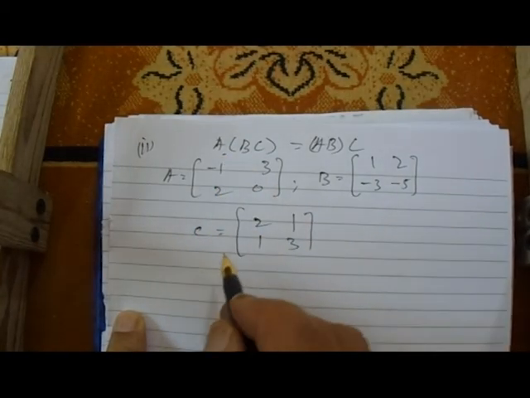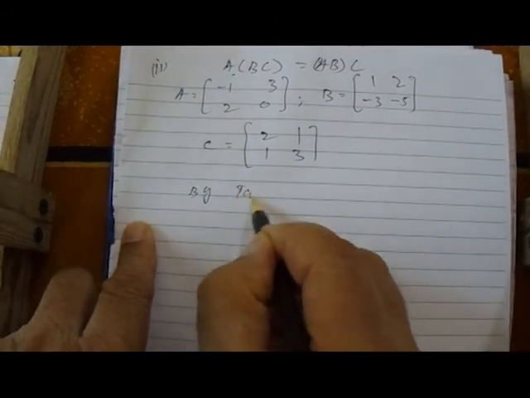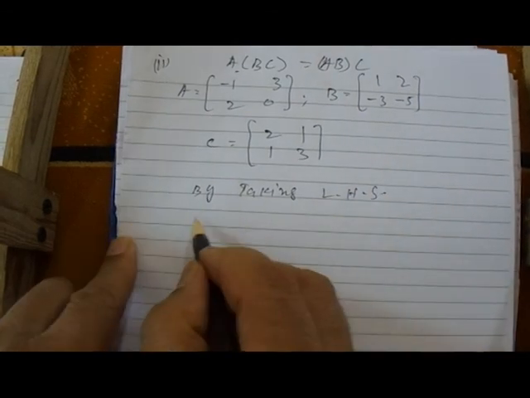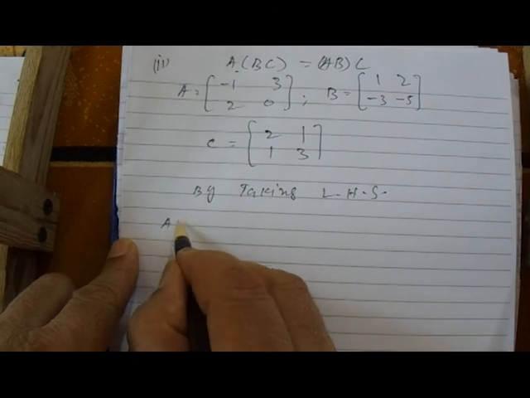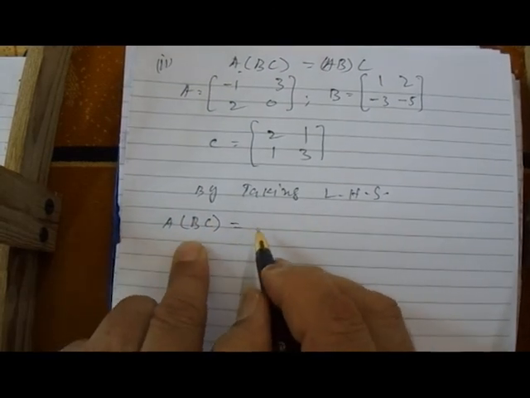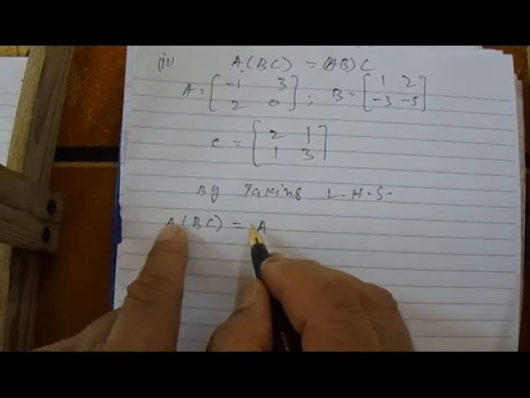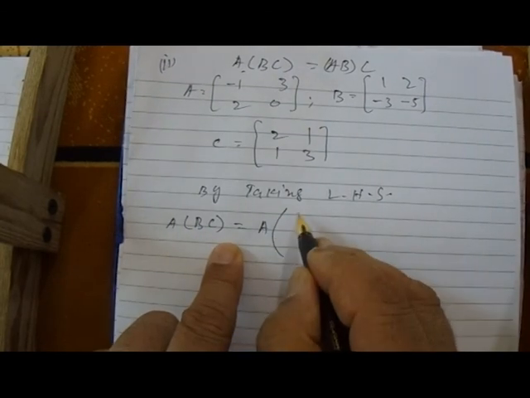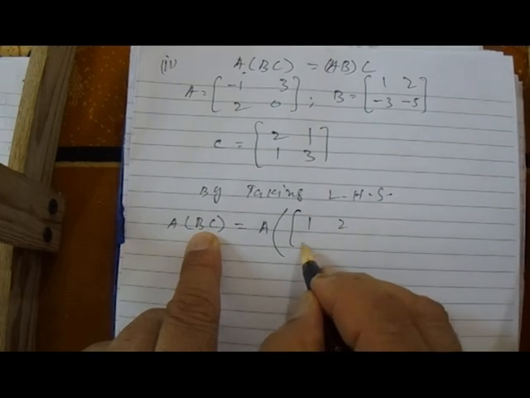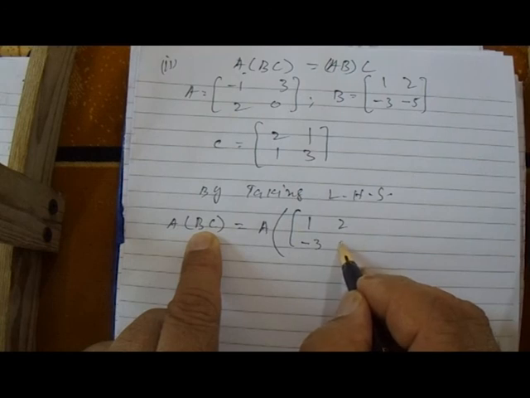Now we take the left hand side. We write here A into BC. First we find BC, and after the multiplication of BC, we will write A. Now these are round brackets. Now we write B. B is 1, 2, minus 3, minus 5.